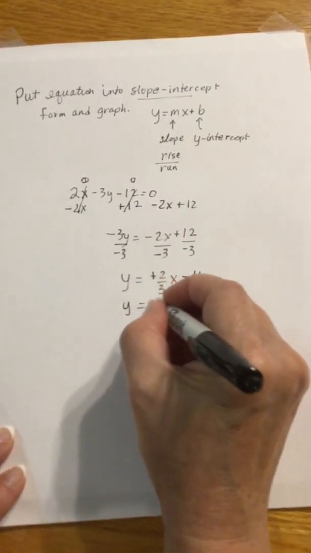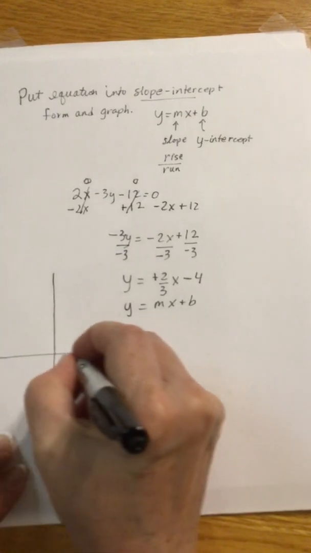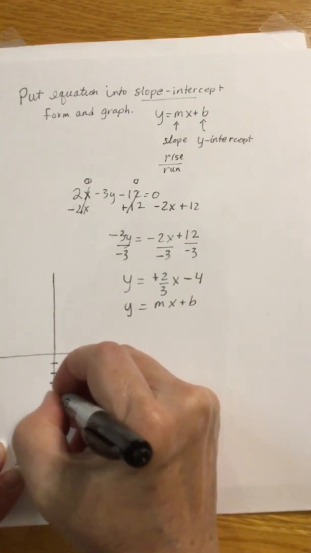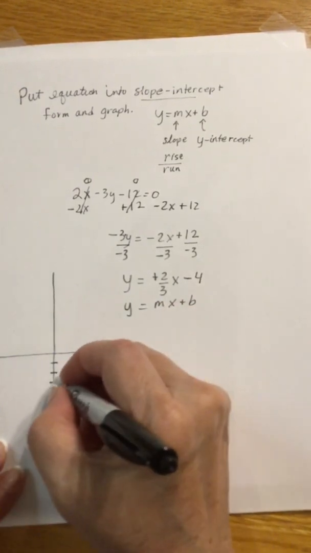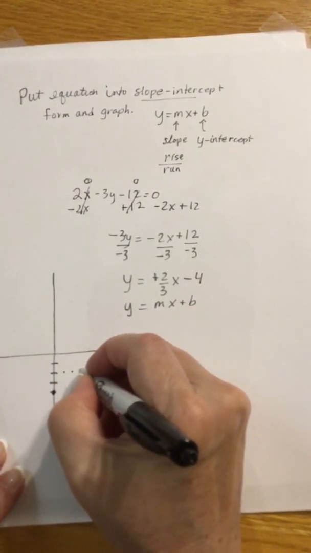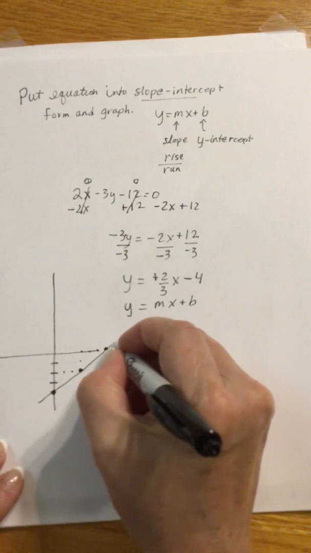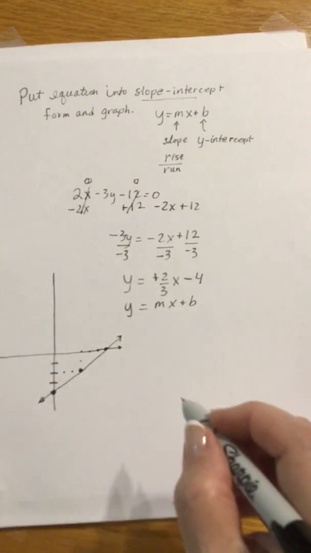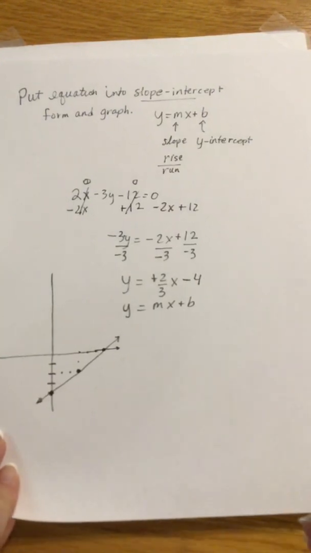So this is my y equals mx plus b. So I'm going to graph. My b is going to be a negative 4, so I go down 1, 2, 3, 4 and put a dot. My slope is rise over run, 2 over 3, so up 2 and run 3. And we get our line, which if you compare the two is the same as what we had before. So give everybody a chance to get caught up to that point.